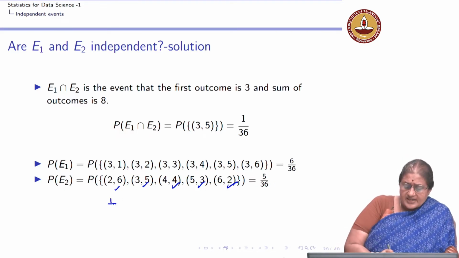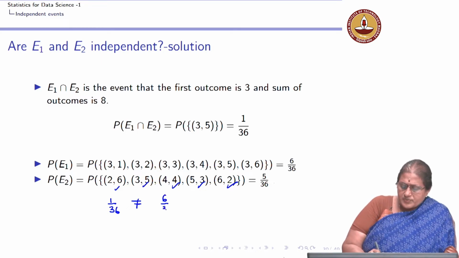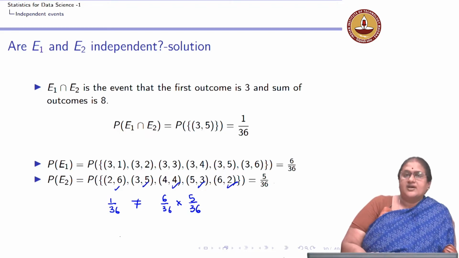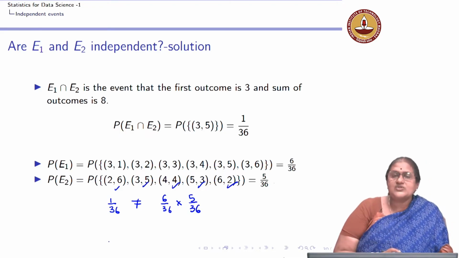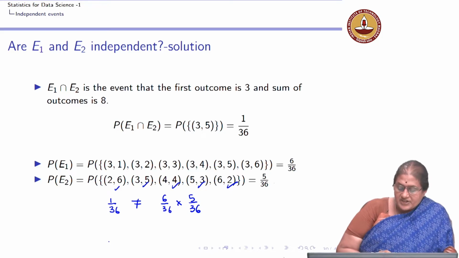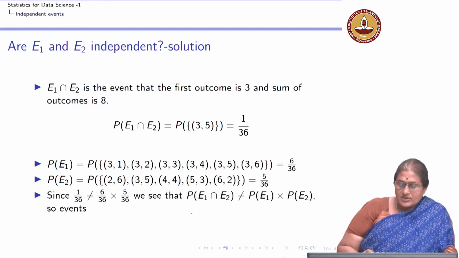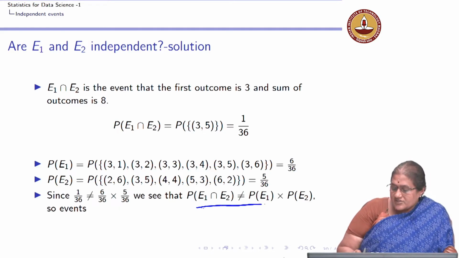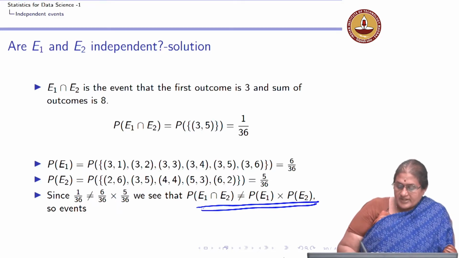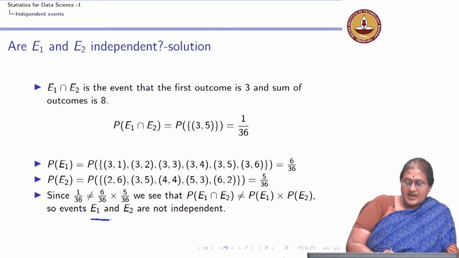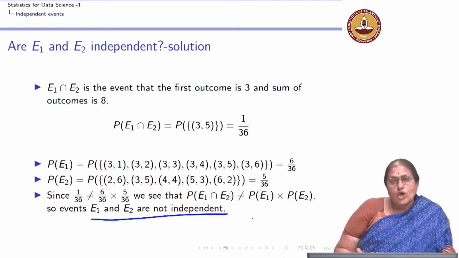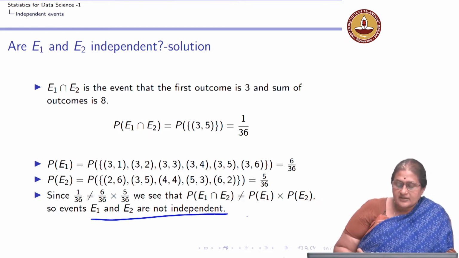Now, you can see that 1 by 36 is not equal to 6 by 36 into 5 by 36. Hence, again using the if and only if condition, we can conclude that probability of E1 intersection E2 is not equal to the product of probabilities. Hence, E1 and E2 are not independent events.